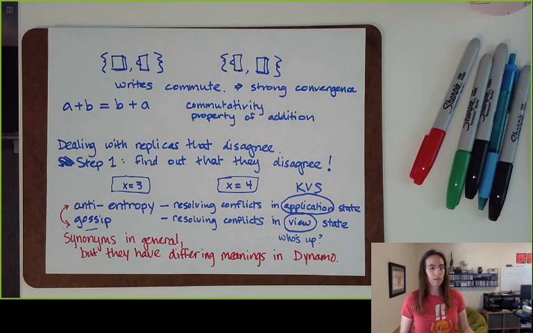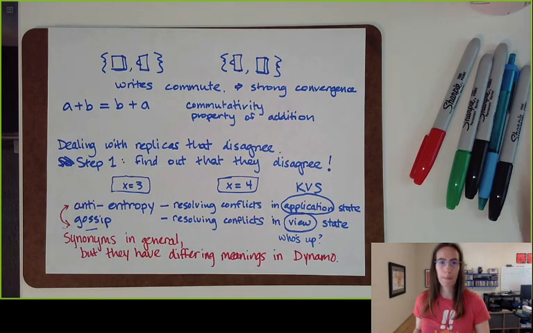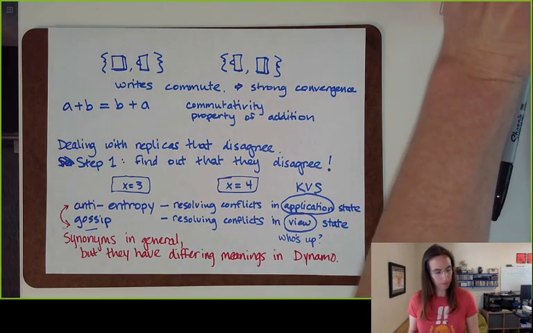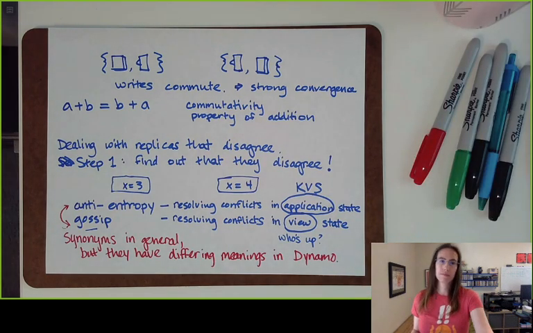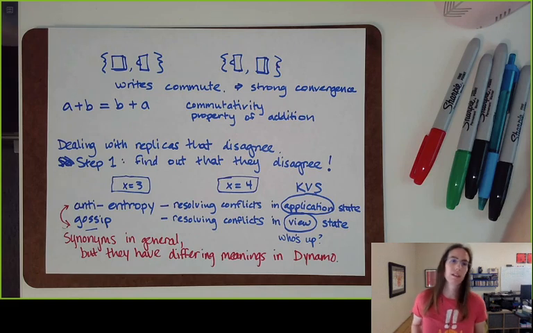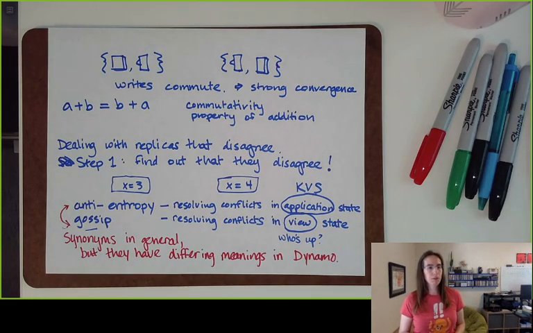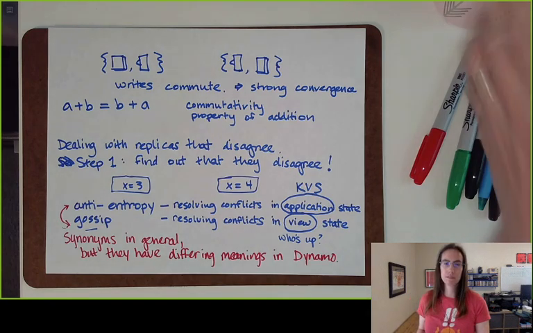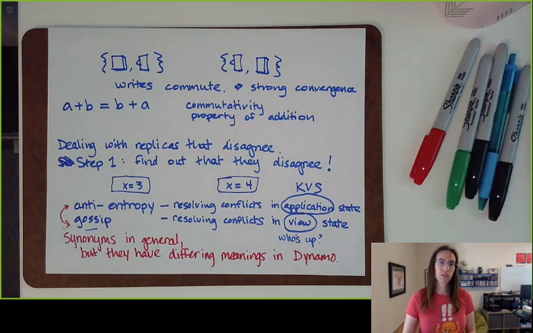How is resolving conflicts in application state different from resolving conflicts in view state in terms of your practical implementation and the concerns that you might have practically speaking? What's the difference? There must be some difference, right? Because otherwise they wouldn't bother to have these two distinct mechanisms that they give different treatment to in the paper. What do you think?